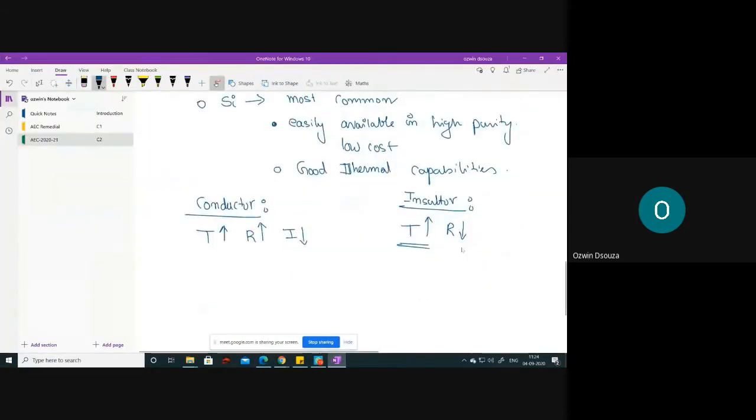So as the temperature starts increasing, more and more electrons are available for conduction. When you have excess electrons, the material resistance starts reducing. This will lead to something known as thermal runaway, which is very common in case of semiconductors. It's not insulator, semiconductor. I'm so sorry, this is semiconductor.